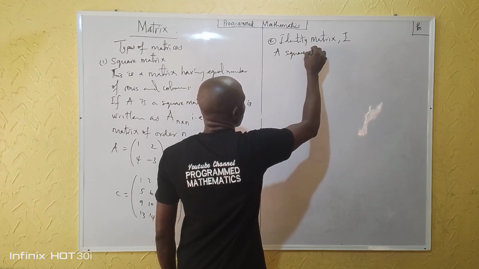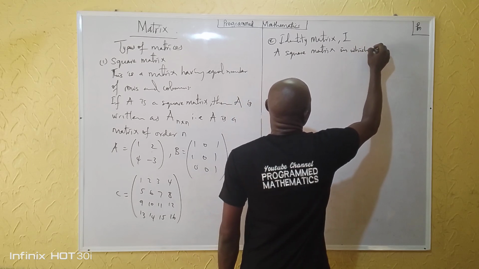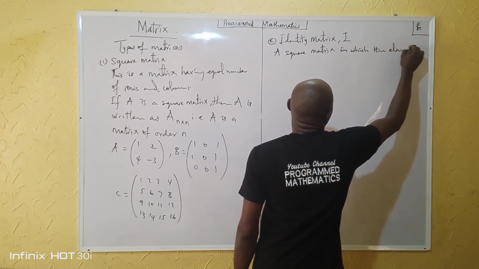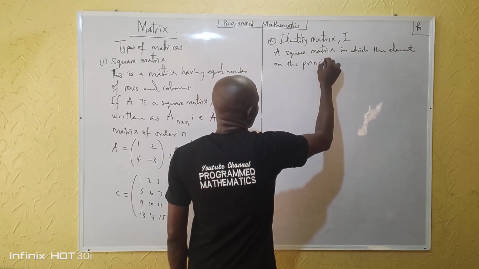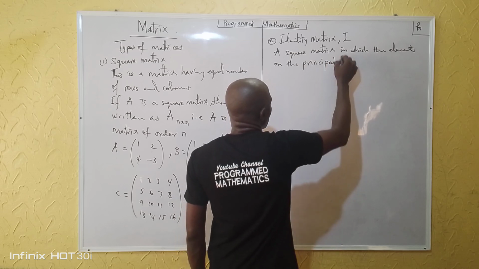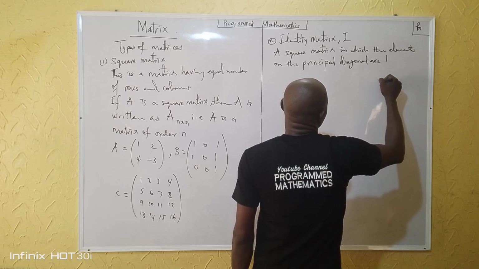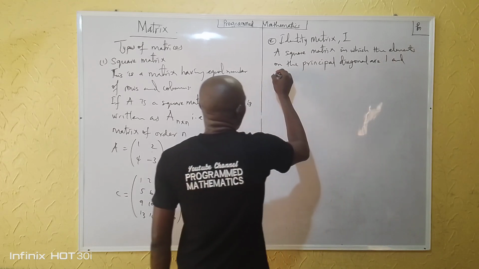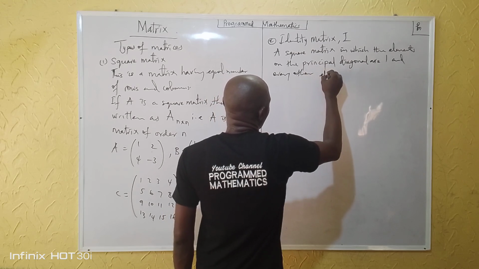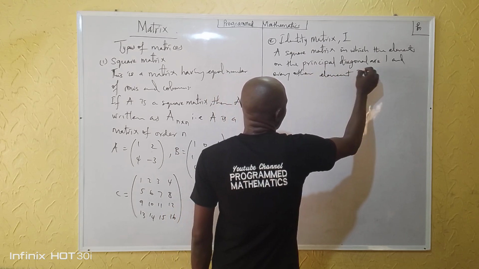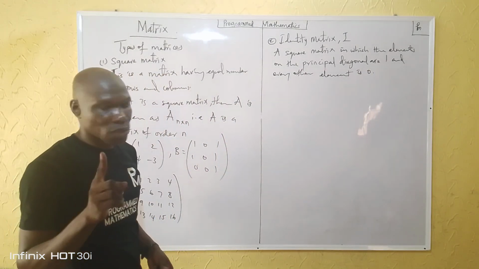It is a square matrix, okay, in which the elements on the principal axis, I will tell you what that means, or principal diagonal, the principal diagonal are ones. Okay? And every other element is 0. 1, an identity matrix is a square matrix. You must bear that in mind.